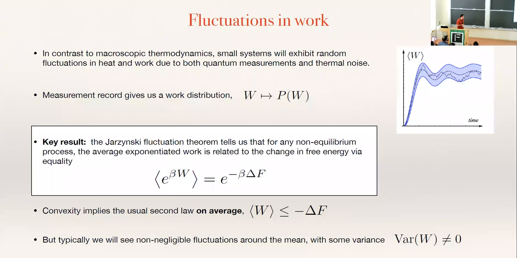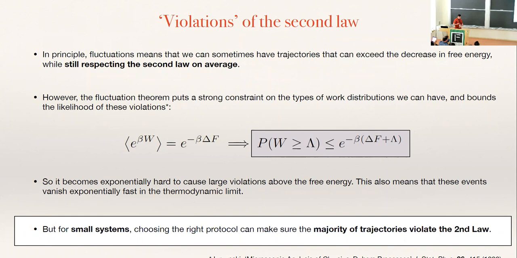So we can think about what happens so that we're not in these small regimes. We can have trajectories which extract work beyond what we should really be allowed. But there is a limit on how likely this can occur. The fluctuation theorem gives you a fundamental bound, which says that the likelihood of extracting work above some threshold lambda is essentially exponentially unlikely as you go to larger violations.